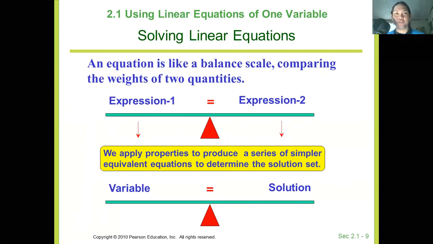Okay, so now let's try to identify or illustrate solving linear equations. An equation is like a balance scale, comparing the weights of two quantities. As you can see there, we have expression 1, which is equal to expression 2. Again, an equation consists of expressions. Without expressions, an equation cannot exist. We apply properties to produce a series of simpler equivalent equations to determine the solution set in order to make the scale balanced. So we have variable is equal to solution. You can illustrate it in that way.